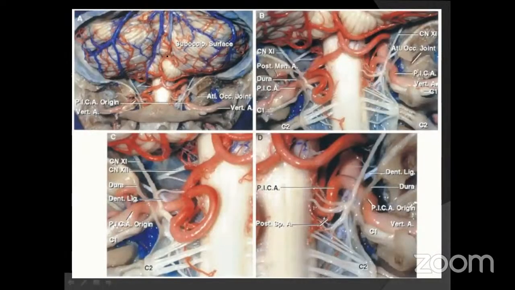As we can see in this dissection, we know that normally PICA arises from the vertebral artery with an intradural course, but sometimes it may arise from an extradural origin. As we can see, this is the vertebral artery, and this is the limit of the foramen magnum. And the PICA is arising extradurally. Here again, another dissection showing a vertebral artery and the origin of PICA, which is extradural, outside the skull.